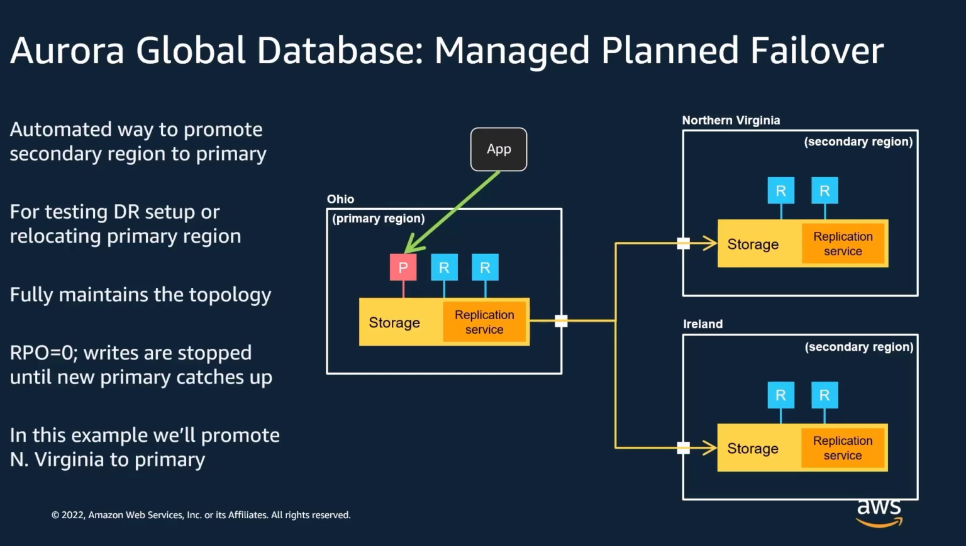Before this feature became available, you had to recreate the primary and secondary global database topology by completely tearing down global databases. This feature will facilitate zero RPO since we will stop all writes to the current primary while the secondary catches up, and then it will get promoted.